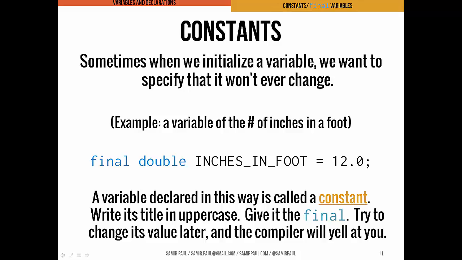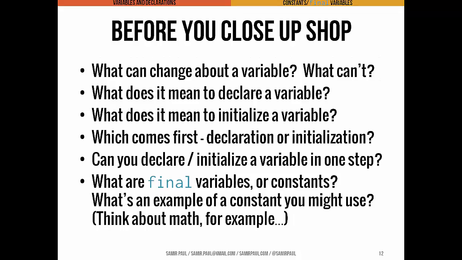The point of giving it the final keyword is, number one, to signal to anybody reading your code, hey, this is never going to change. And second, to have the compiler throw an error, to have it yell at you if you actually do try to change the value of that variable at some point during the running of your program.